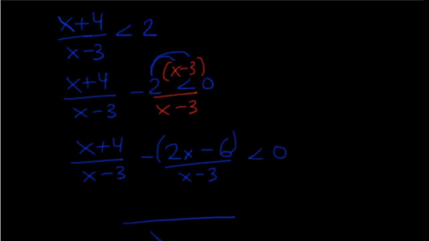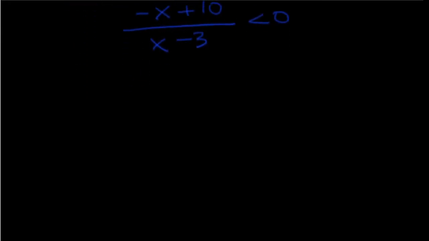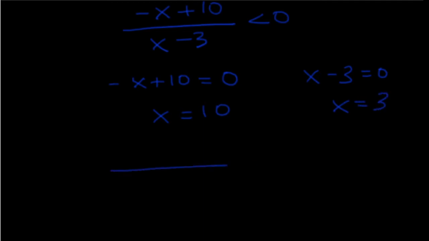So I can get this under a common denominator of x - 3. And it's going to be x - 2x, which is just negative x, and 4 minus negative 6, and that's plus 10, less than 0. I'm going to set the top and the bottom equal to 0. So it's negative x + 10 = 0, x - 3 = 0. That will give us x = 10 and x = 3. So these are going to be the numbers we put on the number line. It's going to be 3 and 10.